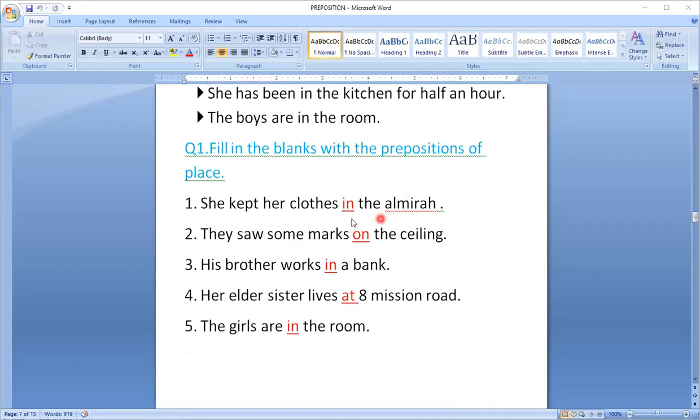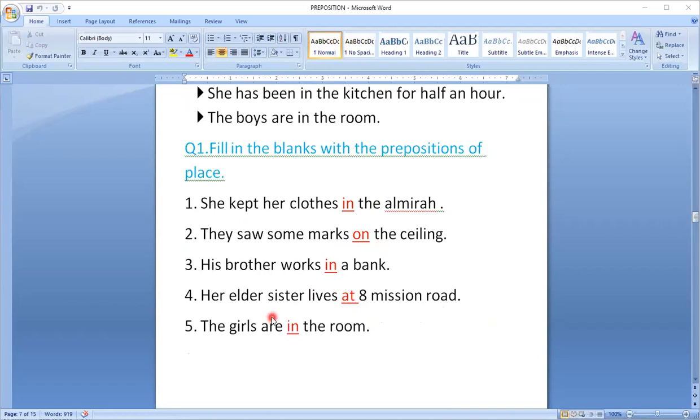So we use in preposition. They saw some marks on the ceiling. जब ceiling के ऊपर हम देख रहे हैं कुछ marks, we use on preposition. His brother works dash in. जब अभी भी हमने बात की थी, जब हम place of work की बात करते हैं तो we use in preposition.